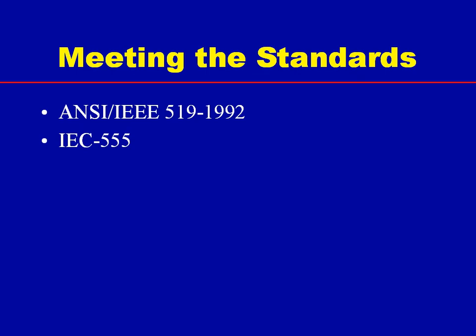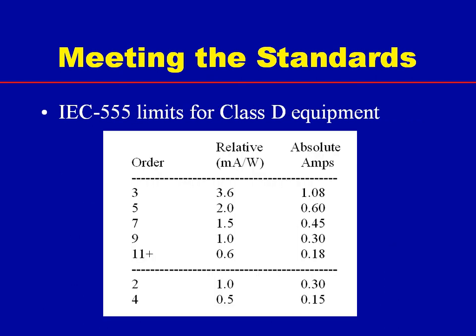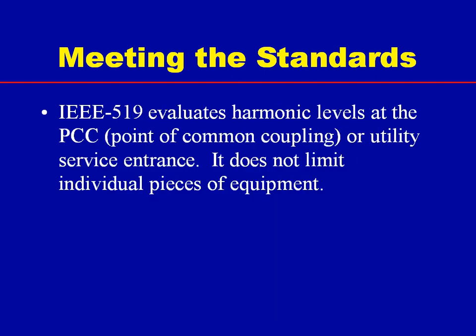Another important topic for harmonic calculations is to understand the related industry standards. In the United States of America, we follow the IEEE 519 standard. In many parts of Europe and Asia, the IEC 555 standard is used. The IEC 555 standard sets harmonic content limits for individual pieces of equipment. Each class of equipment must comply with fixed limits of harmonic current. The IEEE 519 standard evaluates harmonic levels at the point of common coupling with the supply service entrance. It does not specify limits for individual pieces of equipment.